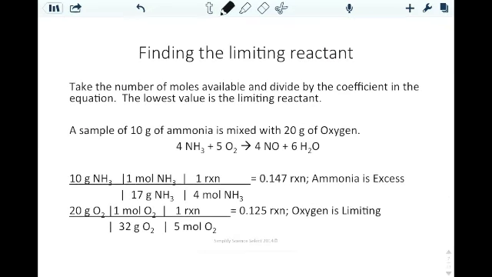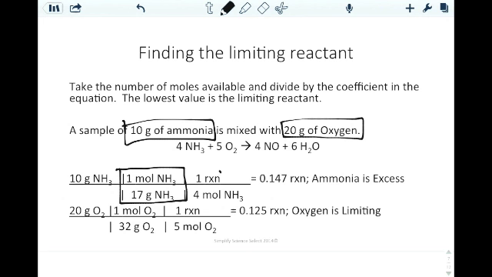So in looking at this, how do we find the limiting reactant? Very basic. We just take the number of moles available and divide by the coefficient in the equation. The lowest value is the limiting reactant. So when we're looking at this, if we start with a sample of 10 grams of ammonia mixed with 20 grams of oxygen, what we do is we just get this into a mole value. Anytime we go from grams to moles, we use the molar mass.